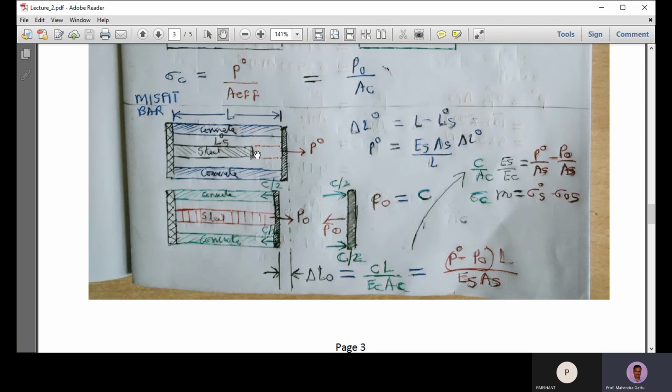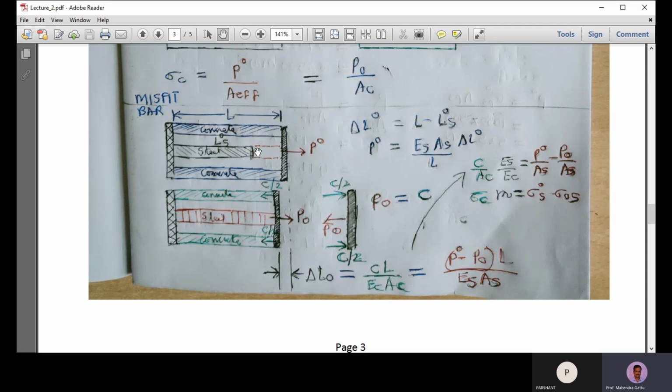If you look carefully, what is the force which we need to apply to move this bar from this position to this position? We need to find the difference in length. The difference in length, let's call it delta L superscript O, is L minus L naught S. And we can calculate the applied force, which is K times delta L. So K is EA for steel by length, times delta L.